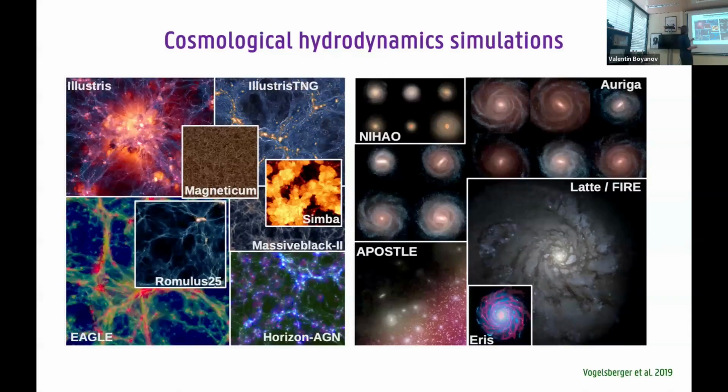And on the right here, you see zoom simulations. So these are simulations of smaller volumes, but then you have higher resolution, and you try to get the detailed properties of the galaxies in a better way. And so most of what you see here are simulations of the last, say, 5 years, because it's really a field that has evolved amazingly.